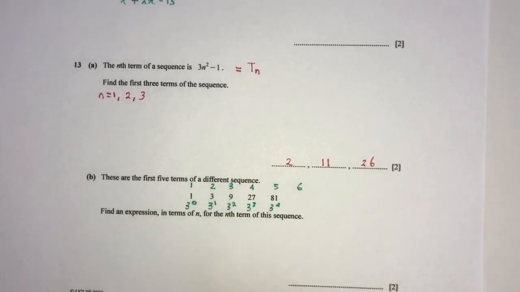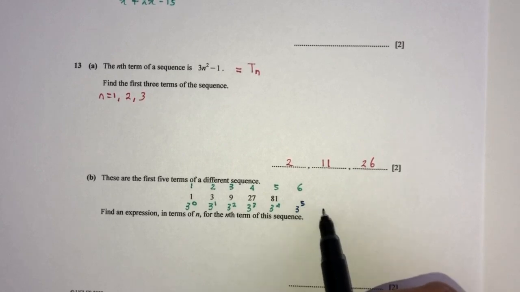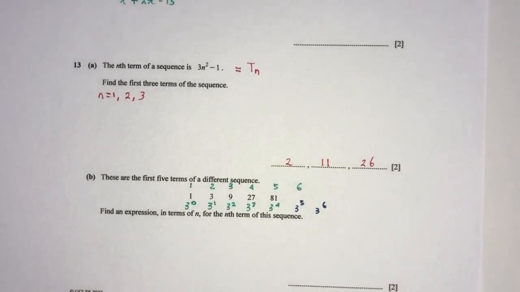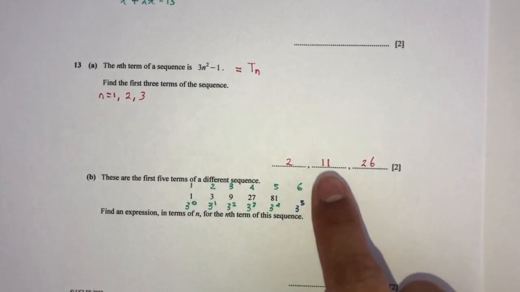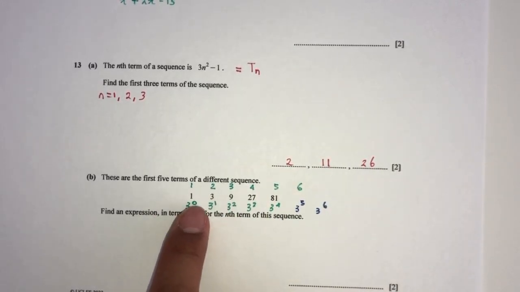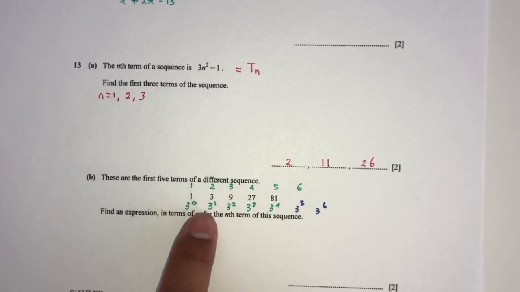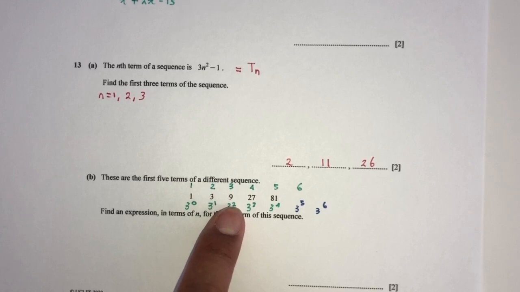As you can see, there's a sequence, there's a resemblance with the previous terms. So from that I can deduce this will be 3 power 5, and the rest will be 3 power 6. But now, in relation to the term itself, you can see that the first term is 3 power 0, the second term is 3 power 1, the third term is power 2, which means that the power is always 1 less than the term.